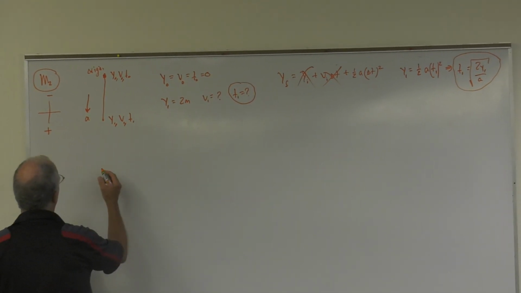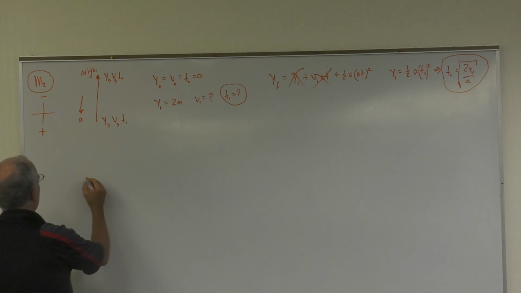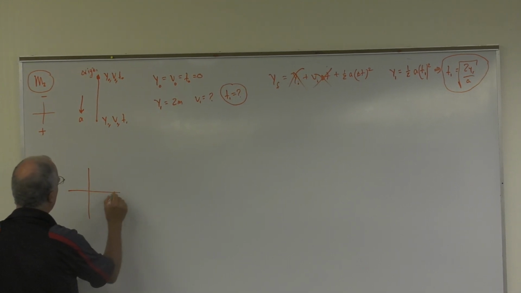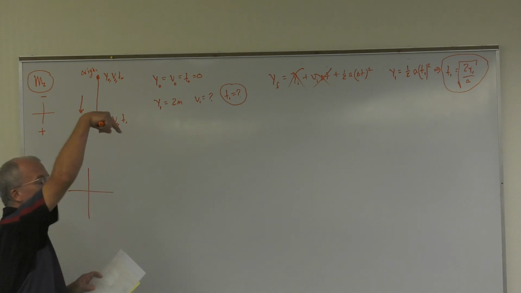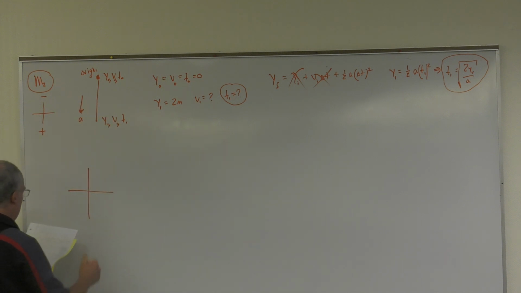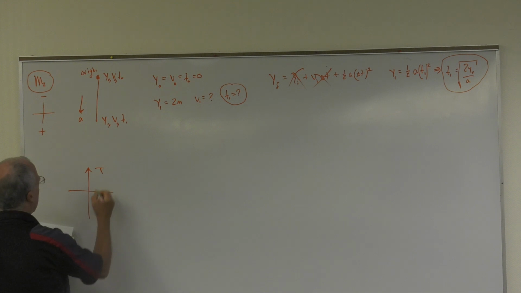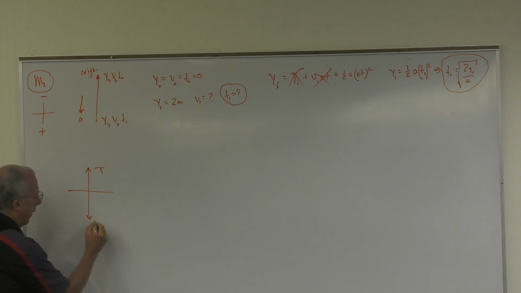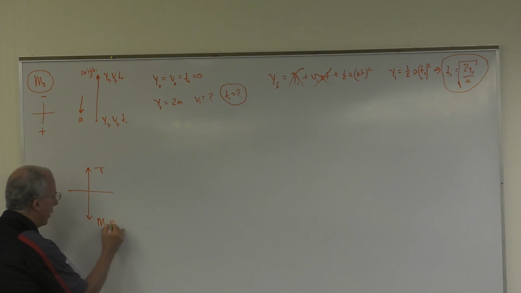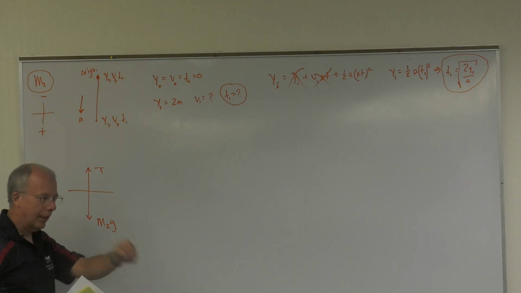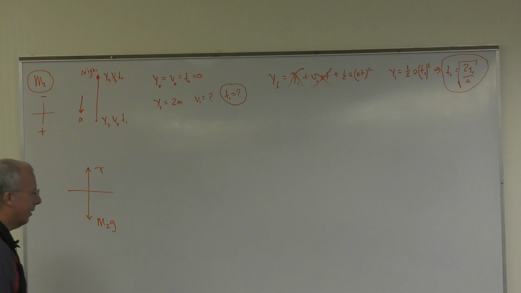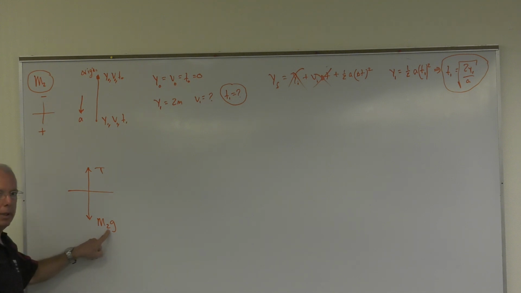All right, so now we're going to do the force diagram. What are the forces acting on M2? There's tension and there's gravity. So there's tension. Now, M2G. Okay, so this is a common problem for new physics students. They forget to put the little subscript. You got to put the little subscript, the 2, M2G.